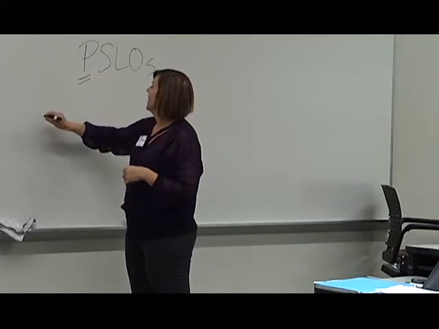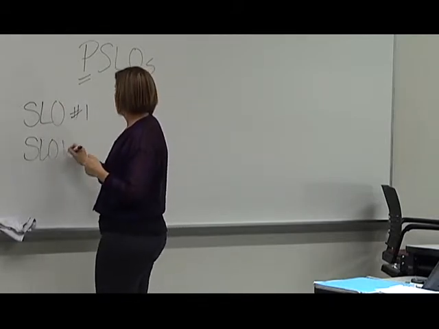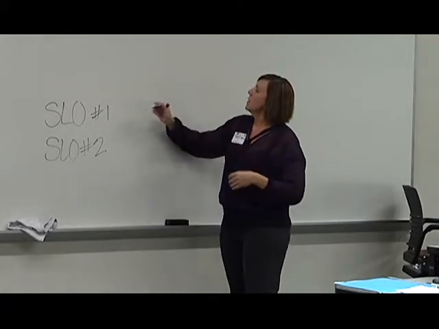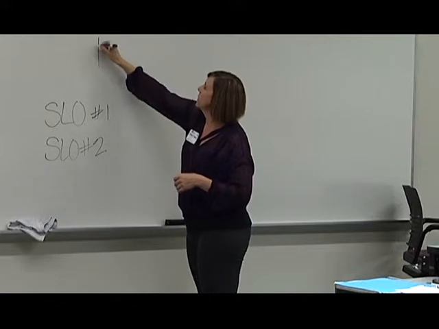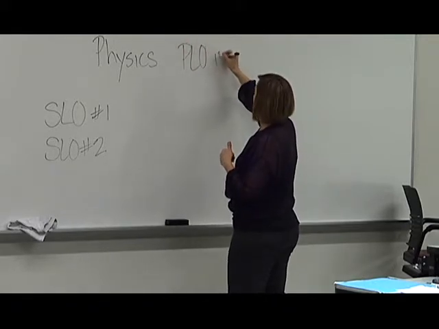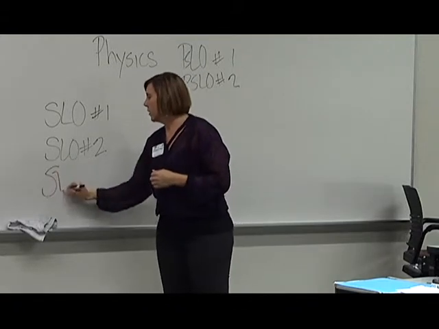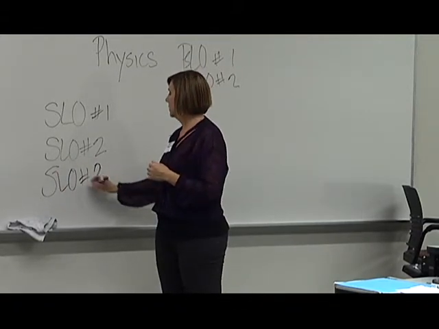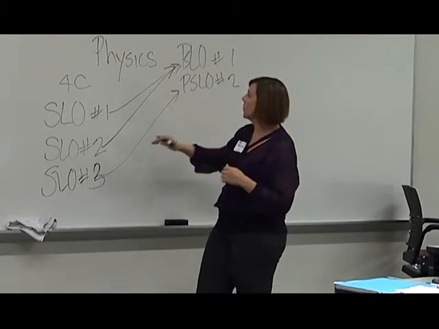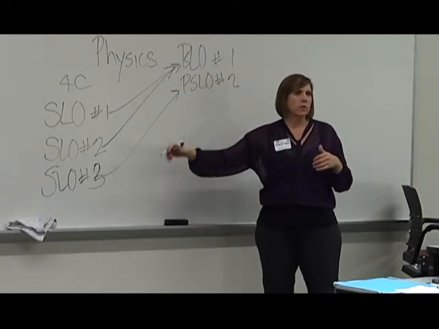Okay, so program SLOs, and then we have course SLOs. So let's say we have SLO number 1, SLO number 2 for physics. This is for the courses, and then we have the program SLOs, PSLO number 1 and PSLO number 2. As we are evaluating our SLOs for our class, this will be like 4C, this one will be for that, this one will be for that as well, and this one will be for that. So we assess these, then this program, physics, has also been assessed by default. That's what we consider mapping.